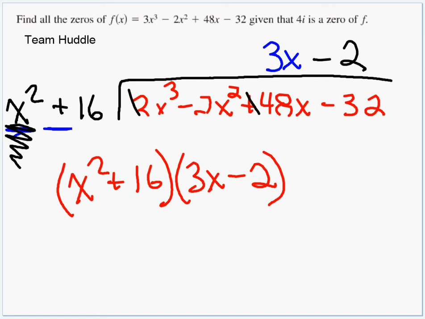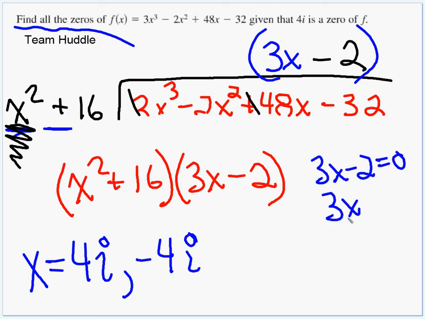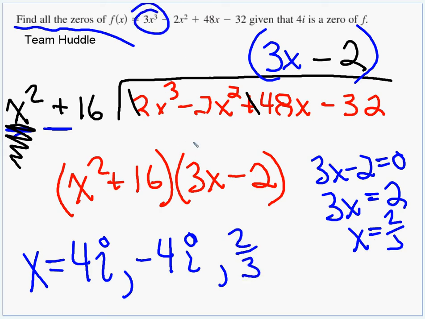All right, the directions again did say find all the zeros. So we'll start with the one they gave us, 4i. We figured out the negative 4i because they only come in pairs. And after we divide it out, we're left with this factor, 3x minus 2. If we set 3x minus 2 equal to 0, we're going to add 2, 3x equals 2, and divide by 3. x is 2/3. So that would be our last 0. It is a third power function, so we got 3 zeros.